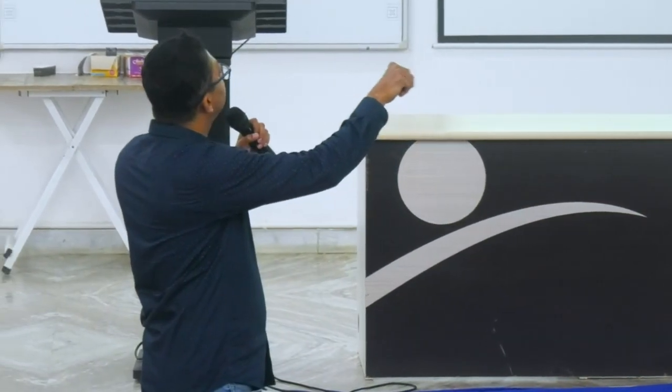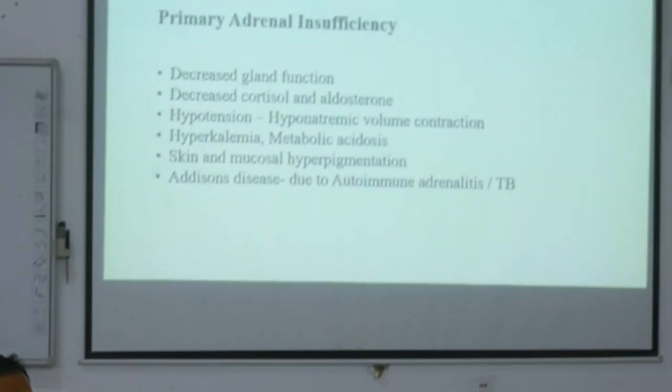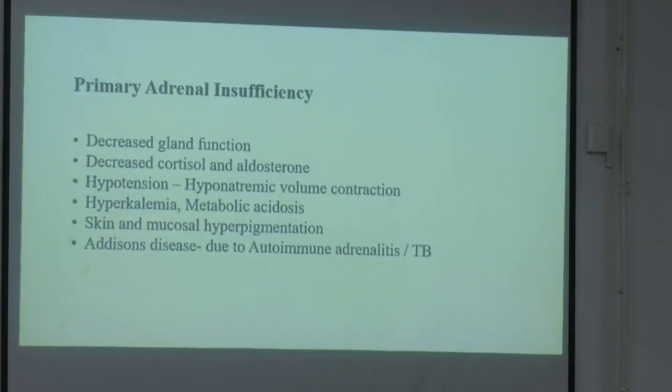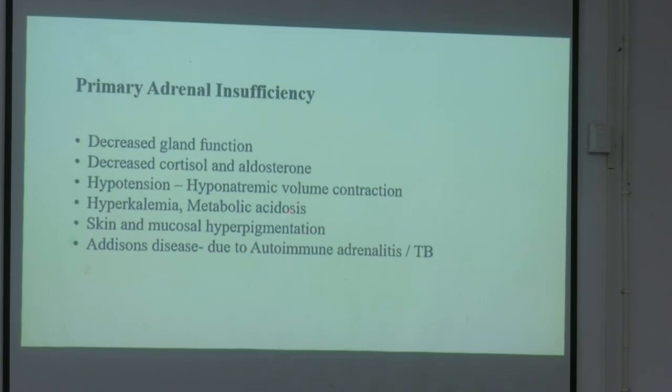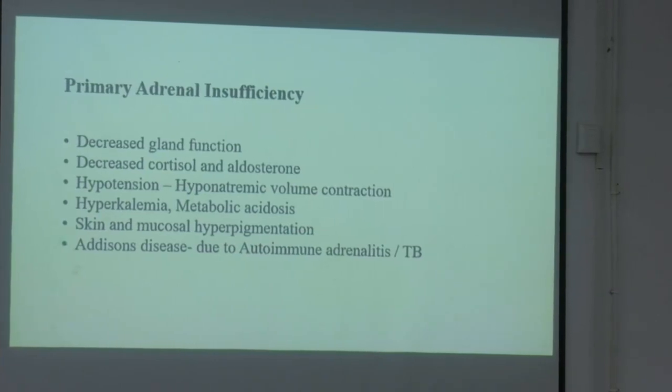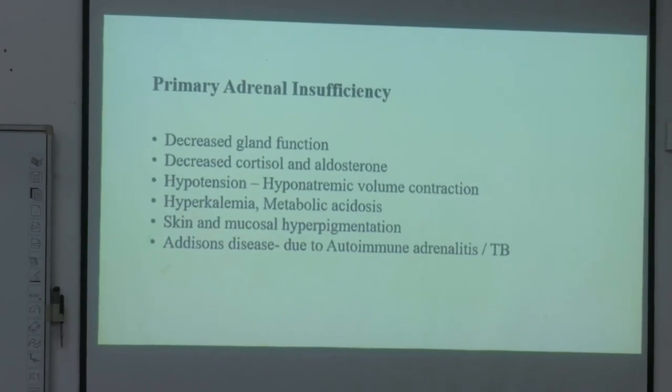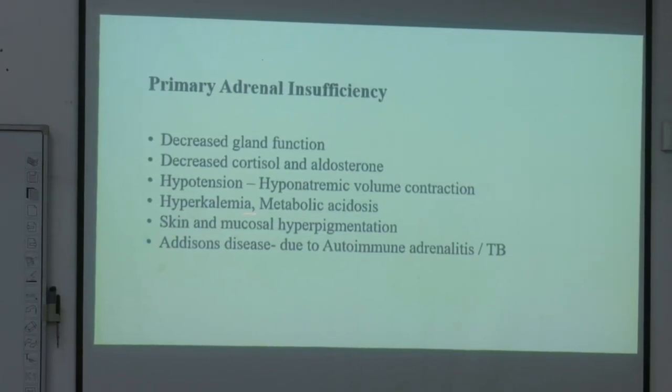Why? Because normal function of aldosterone is to reabsorb sodium and water. So aldosterone না থাকলে sodium water reabsorption হবে না, sodium বেরিয়ে যাবে, so there will be volume contraction, hyponatremic volume contraction. জলও বেরিয়ে যাচ্ছে, সোডিয়ামও বেরিয়ে যাচ্ছে in urine. And aldosterone restores sodium and excretes potassium. So aldosterone নেই, তার মানে কি হবে, hyperkalemia হবে.